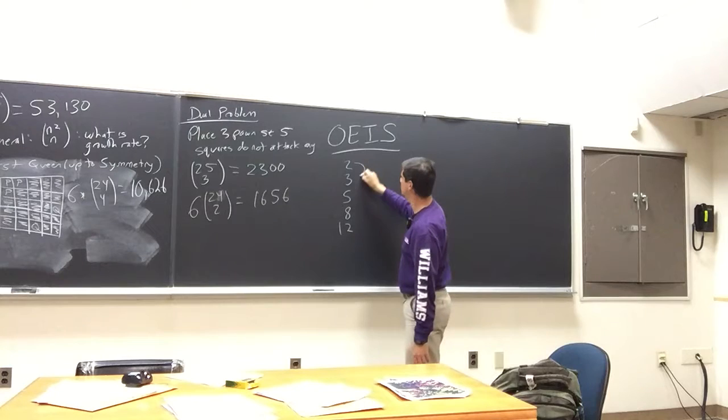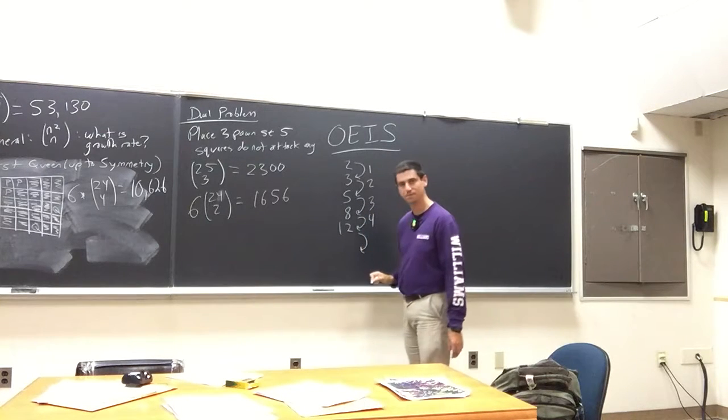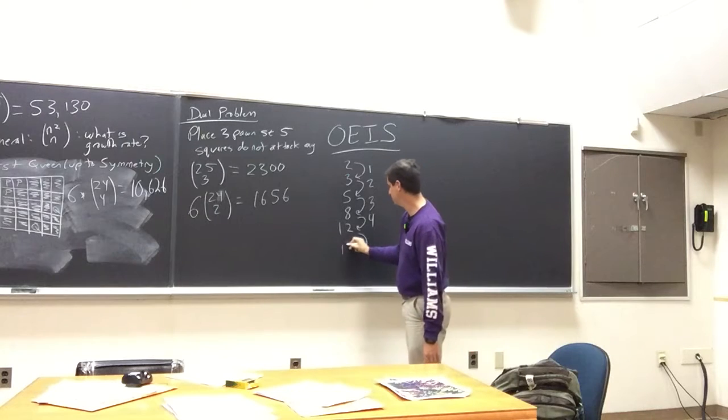And so one of the things I quickly noticed, because I've done this for so many years, is this is a 1, this is a 2, this is a 3, this is a 4. What would you guess the next number is? 17. And the next number was 17.